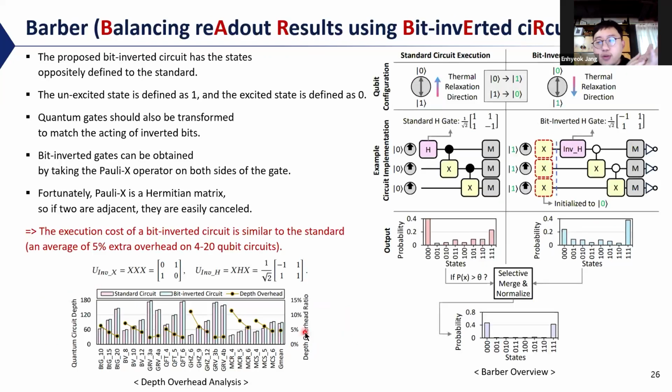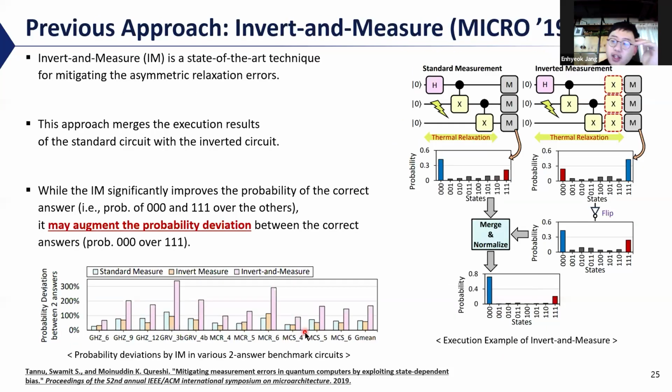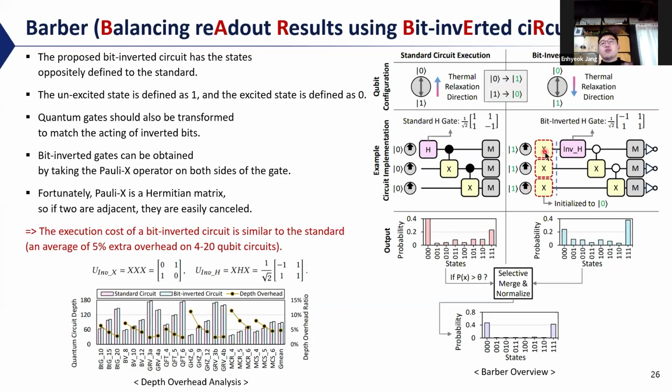And here is the proposed method. We note that the problem of invert and measure is that it inverts the quantum states at the last stage of the quantum programs. So we invert the quantum programs at the initial stage of the quantum programs.